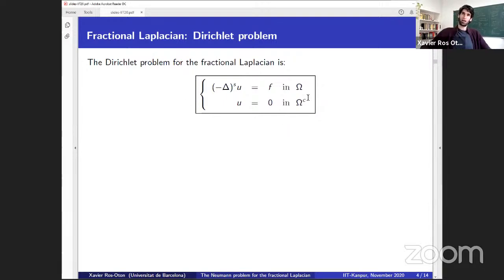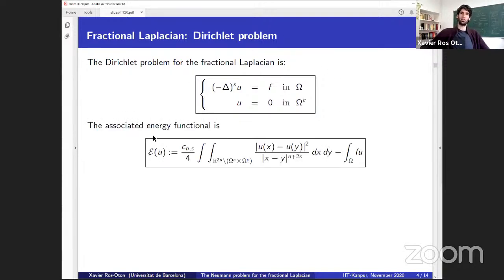Okay, so how do we construct solutions to this problem? Well, the associated energy functional is this. If you forget about the domain of integration for a second, this is the H^s norm squared. So instead of the H^1 norm squared, which is the modulus of the gradient squared, in the fractional case you consider a fractional Sobolev norm, which is the H^s norm squared. Okay, so this is very natural.